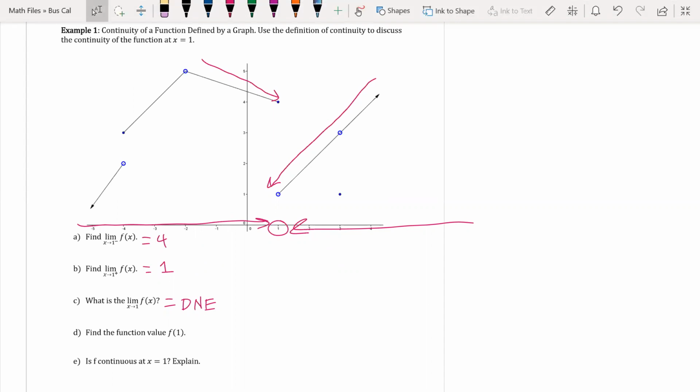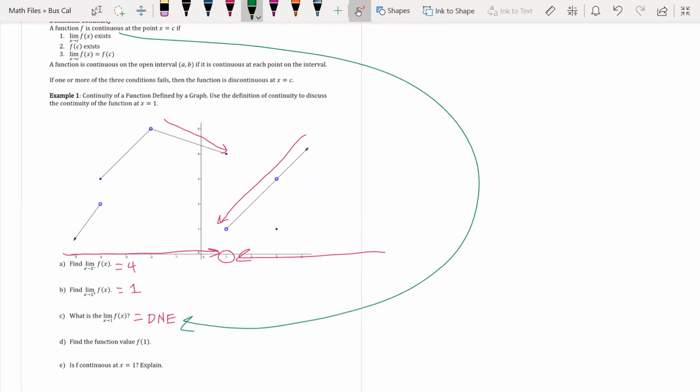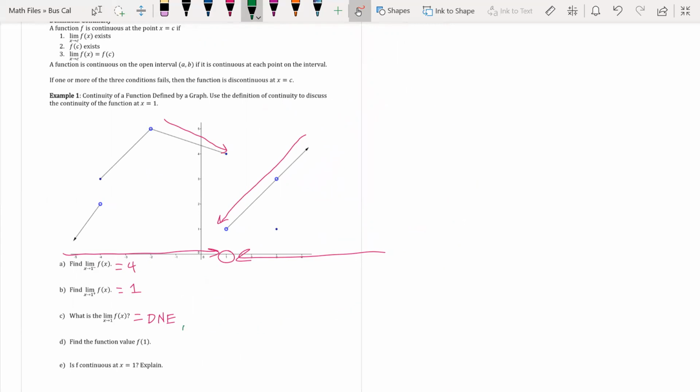So what does that mean continuity-wise? Let's go back up and look at the rules of continuity. Look at number 1. In order for a function to be continuous, a limit from both sides at some value of c must exist. We just saw that rule number 1 has failed because the limit as x approaches 1 from both sides does not exist. And if one rule fails, then the whole function becomes discontinuous. We throw all the other rules out because it's not going to matter, and therefore at x equals 1, f of x is discontinuous.